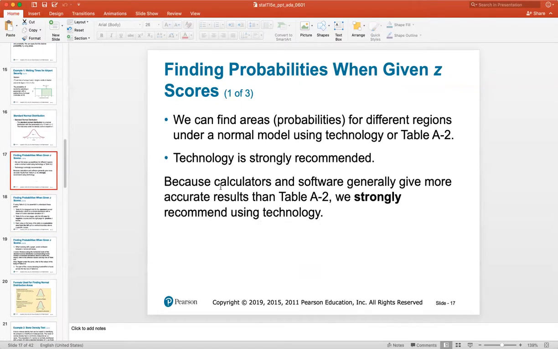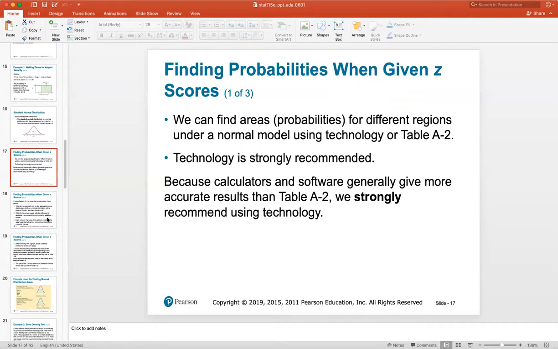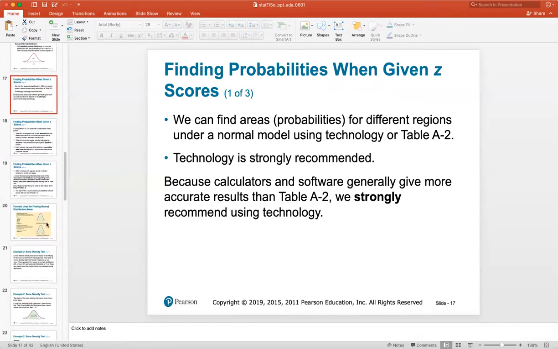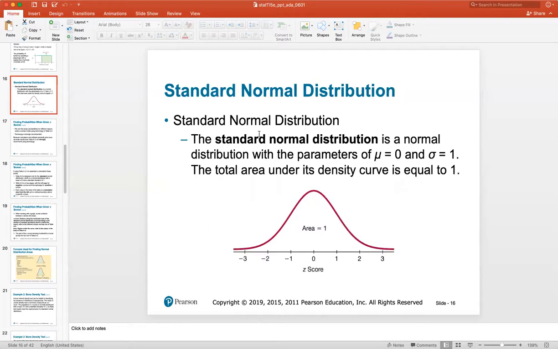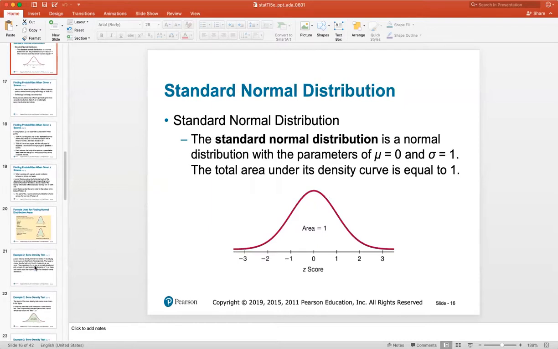You can see Table A-2, but I'm not going to explain that one. Please read the PowerPoint slide or the textbook. I'll just focus on how to find the probability in the standard normal distribution using the calculator.